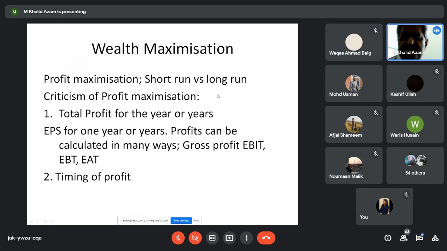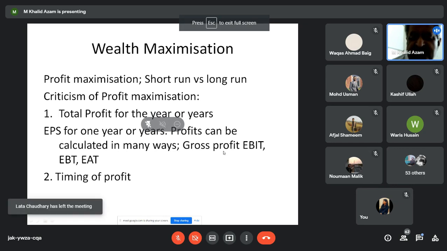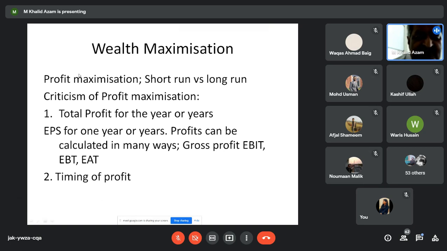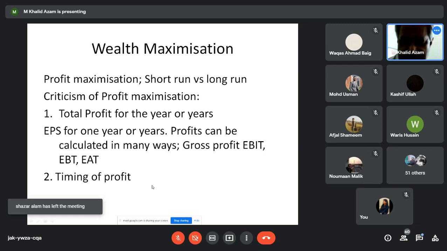Profit maximization, short run, long run, criticism of profit maximization. Total profit for the year or earning per share for the year, profit can be calculated. I have discussed this part. Timing of the profit, we have already considered this. So these are the criticisms related to that. Criticism of profit maximization.